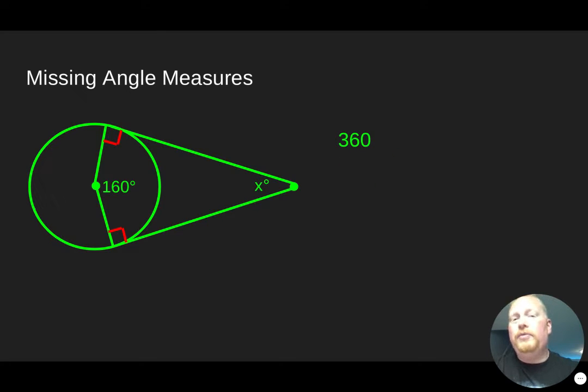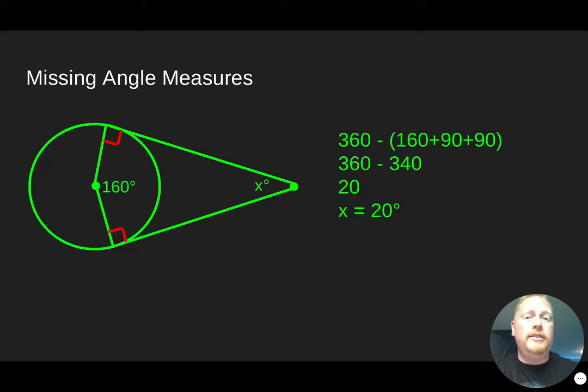So now that I've got 360 as the sum of all those angles, I can just take those three angles that I have, the 160, the 90, and the 90, add them up and subtract from 360. So that's basically 360 minus 340, which just makes x 20 degrees. Very important to know that, but you can't know that unless you know that those two angles are 90 degrees.